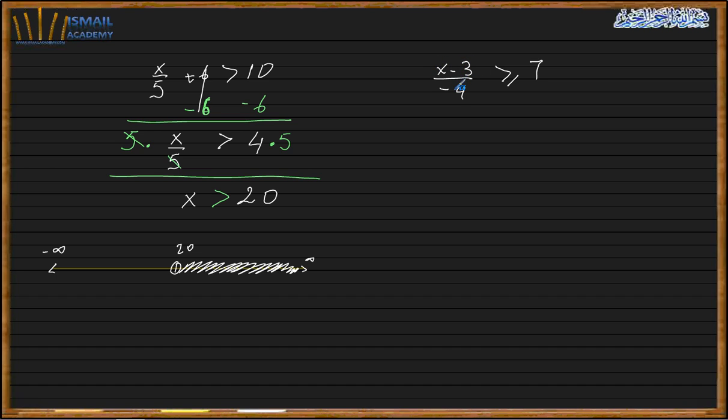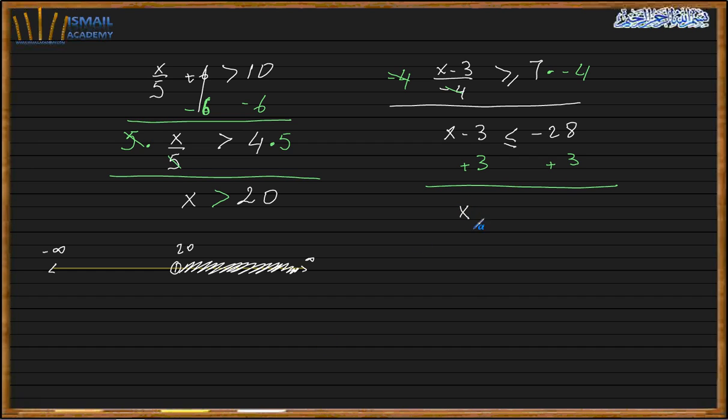When you have division first, you need to get rid of the denominator. So here I multiply both sides by minus 4. So this will cancel out. What's left is x minus 3. And what happened to the sign? The sign flipped, so it's going to be minus 28. So now what I do, I have subtraction, so I add. So here will be x is less than minus 25.